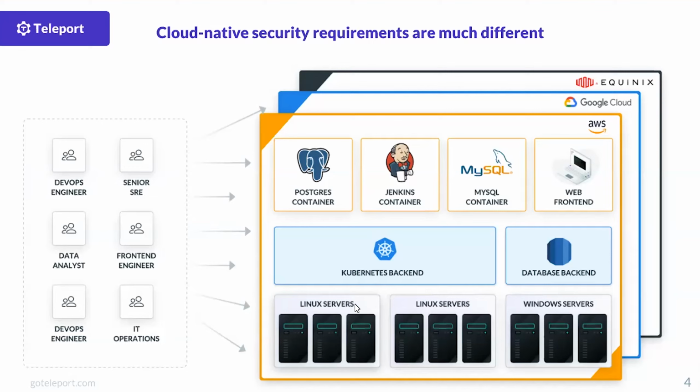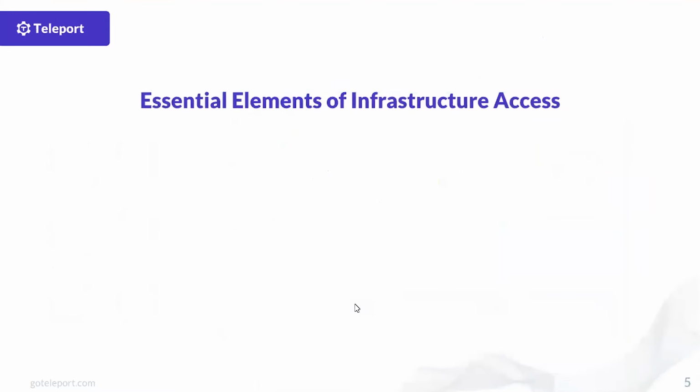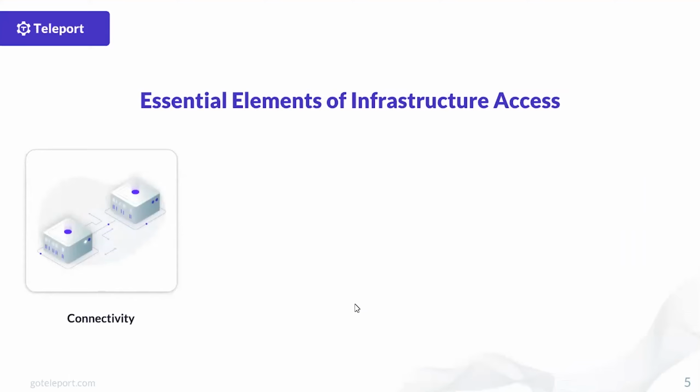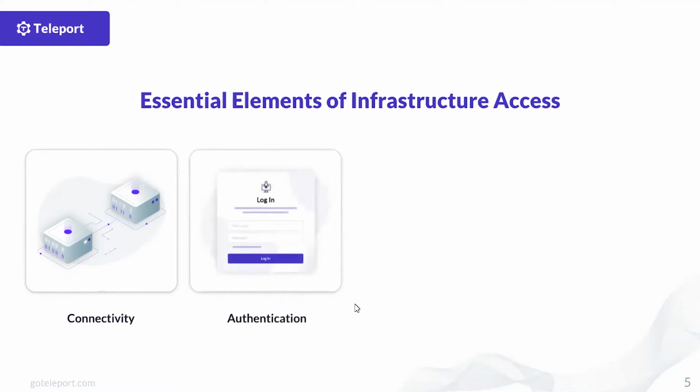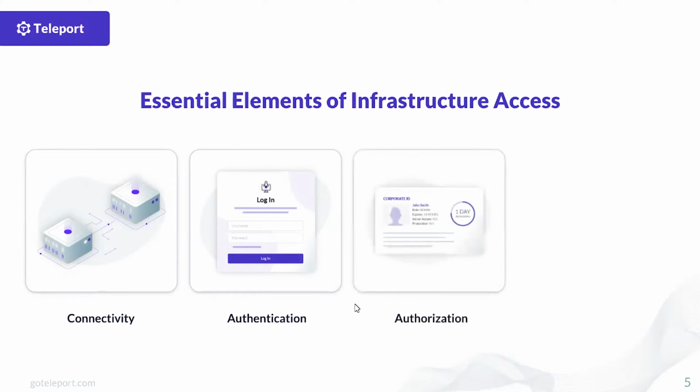In this environment, protecting modern application requires that we master 4 essential elements of infrastructure access. So the first is connectivity. If access can come from anywhere and compute can happen anywhere, we need to be able to securely connect to any resource on the planet, regardless of network boundaries. The next is authentication. We need identity-based authentication for engineers and machines so we know exactly who or what is accessing each resource.